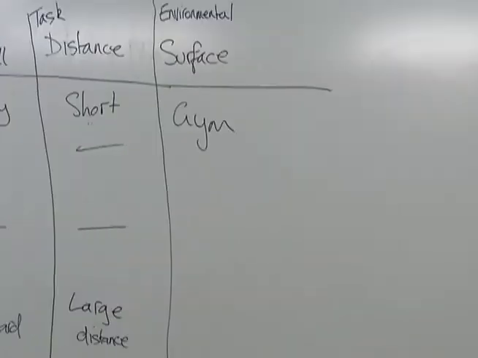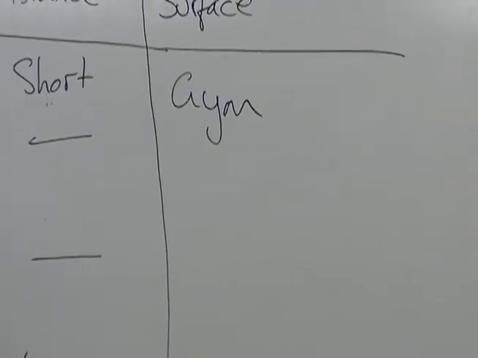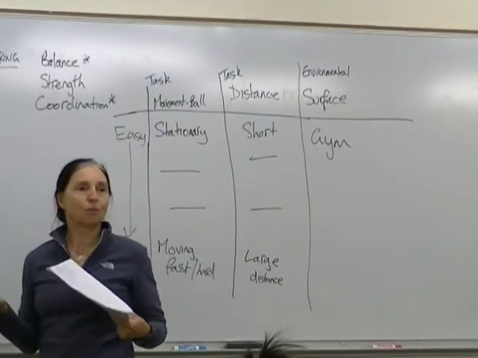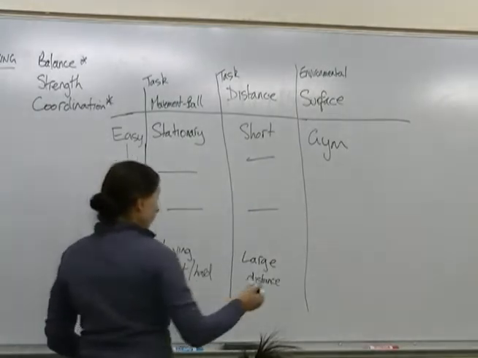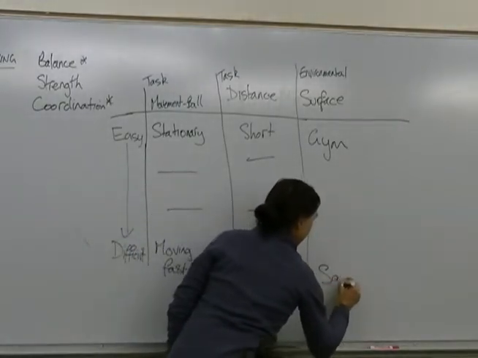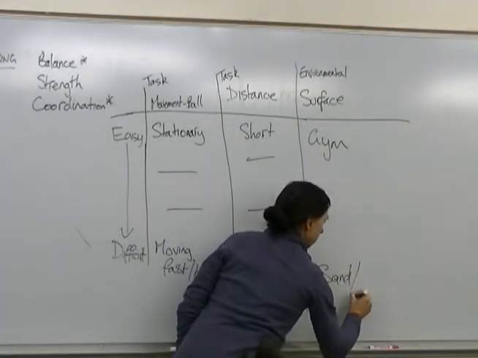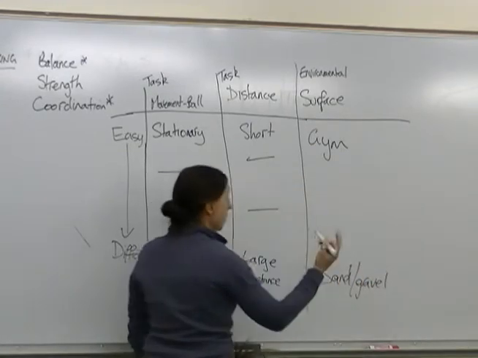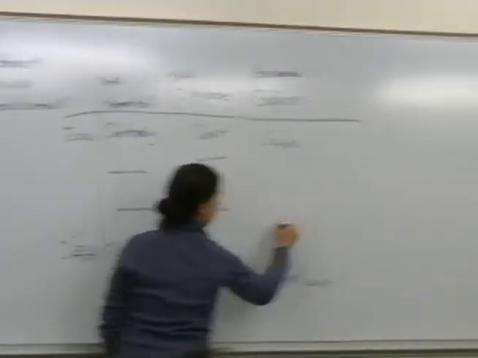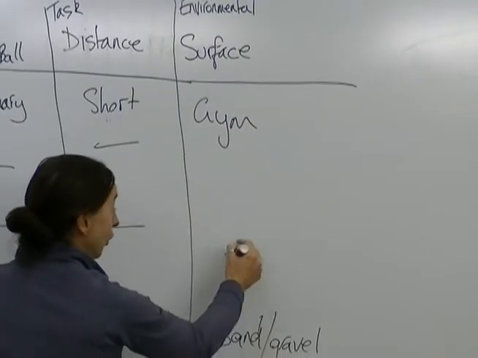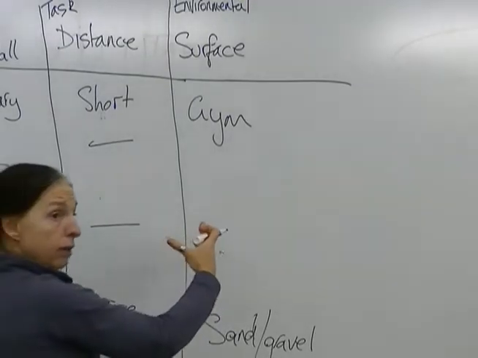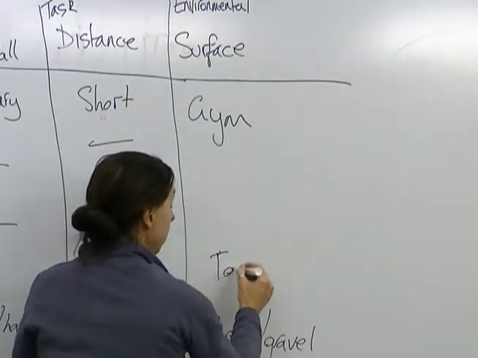And our most difficult would be, I don't know, soccer players. What's the most difficult surface for you to play on? Sand? Sand, gravel. Well, tall grass. Tall grass, right? So you could have tall grass before sand and gravel, or you could have sand and gravel before tall grass, right? Depending upon what you decide.